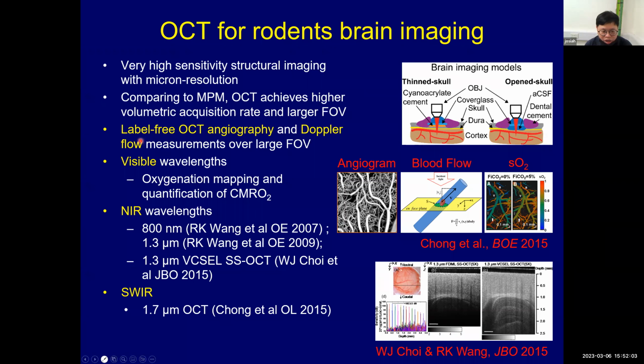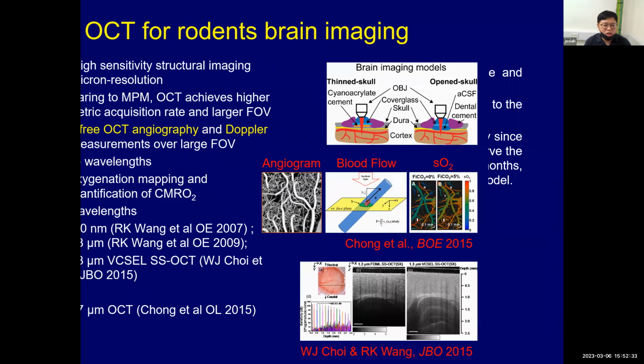Without any label, you can also get an angiogram like this. Basically, you can visualize the vessels in the mouse brain, and you can also measure the flow using the Doppler effect. That allows you to look at the oxygenation, if you use some kind of contrast to know the concentration of oxygen in these vessels. So I'm just going to skip through this.